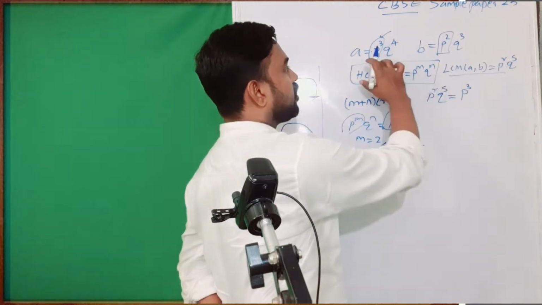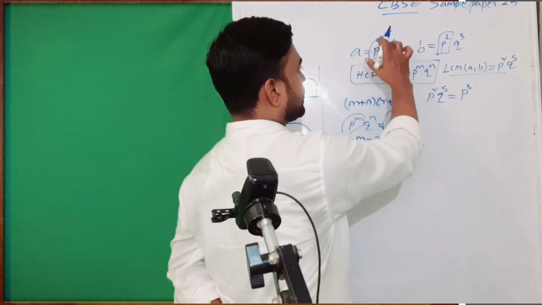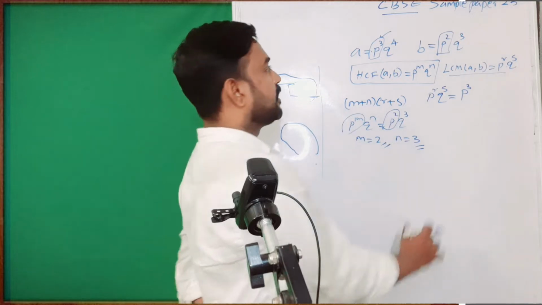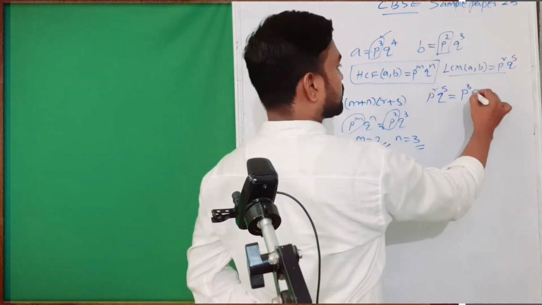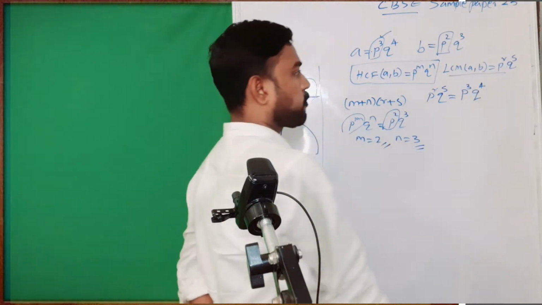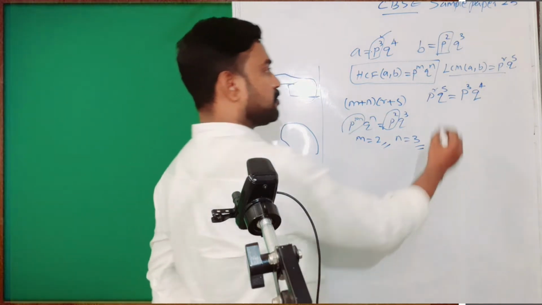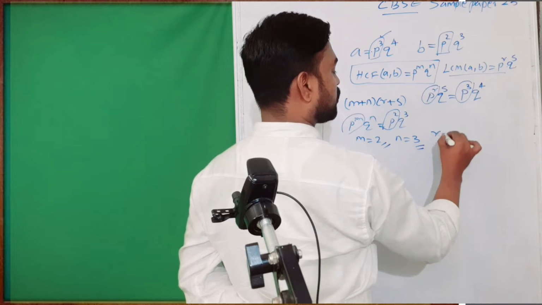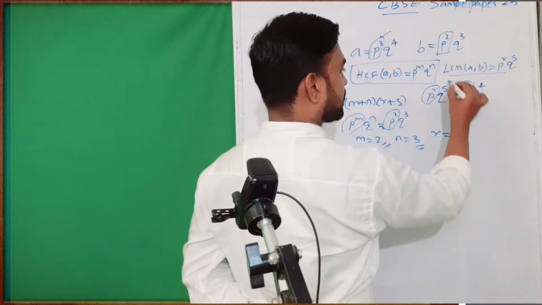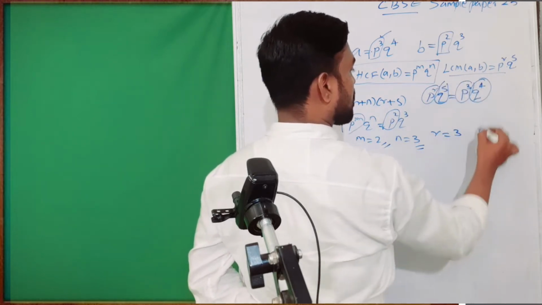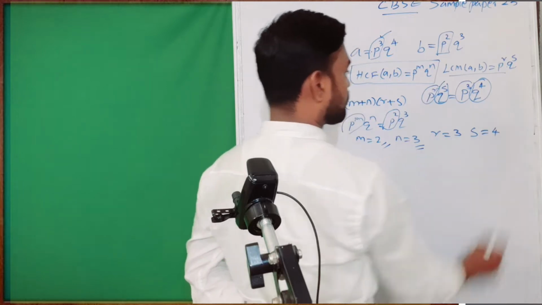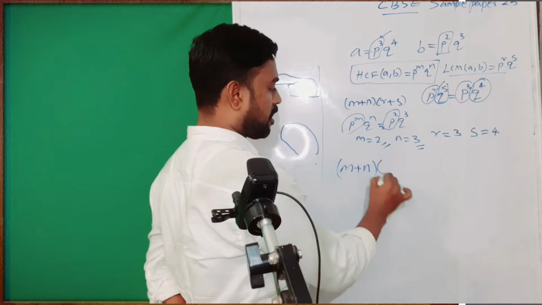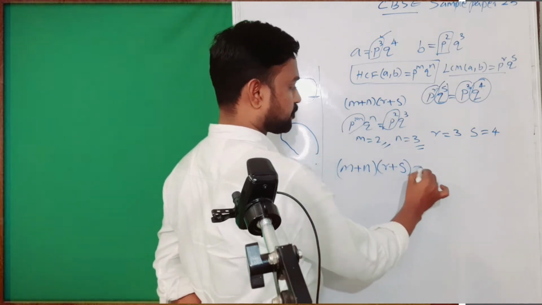So P square is the common that is taken one time, and extra one more P is there that is taken here. So P raised to 3. Now Q raised to 4, Q raised to 3. So Q raised to 4 should be taken. Now P raised to R, here P raised to 3. So the value of R is equal to 3. And what is the value of S? 4.